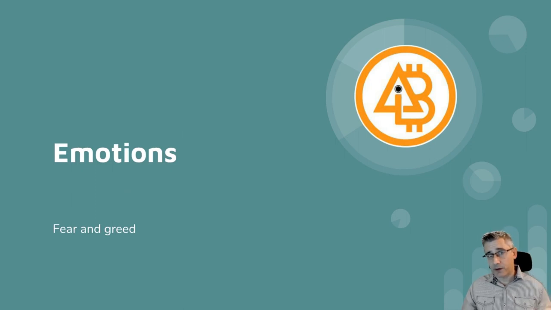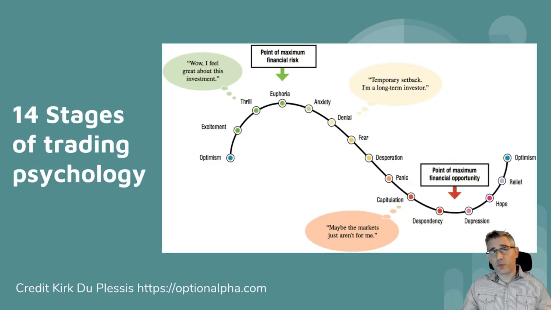Emotions, fear, and greed. They're what drive human behavior and they're what drive the markets. So there's about 14 stages of commonly accepted trading psychology. Starting with optimism, excitement, then thrill. Wow, I feel great about this investment. This is usually the stage where the media starts pumping something.